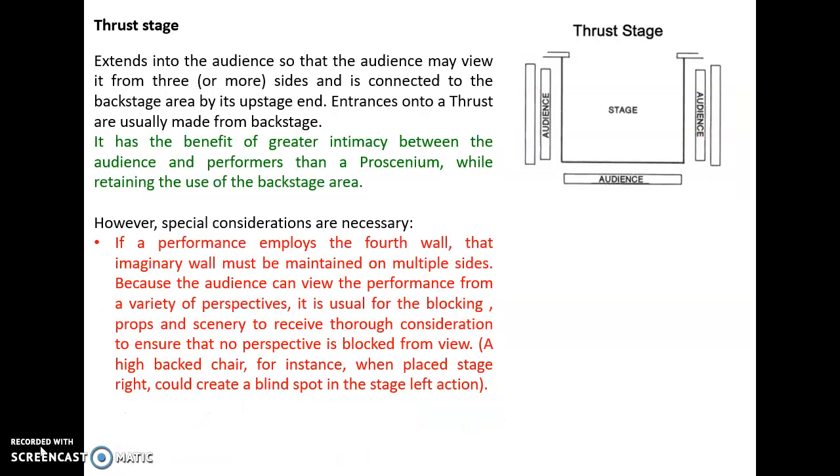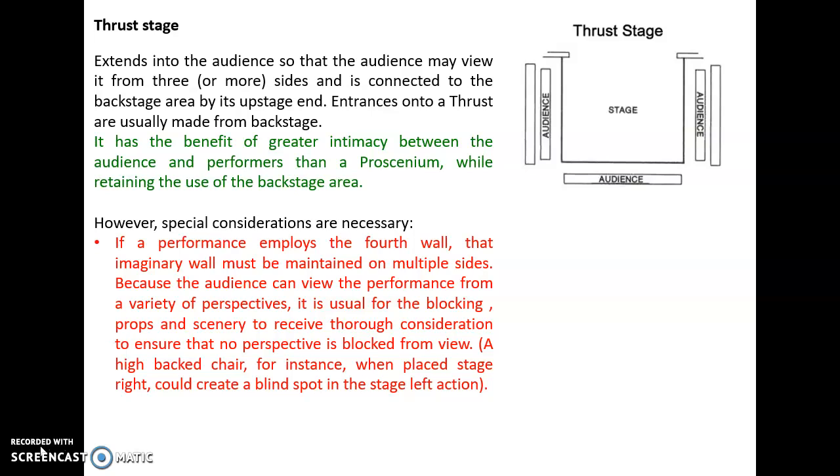A thrust staging has, again, audience on three sides. Again, it's quite intimate if you go out into a thrust element of the stage, but it retains the backstage area. So you can still have set on the stage, you can still create that mood and atmosphere with the staging around you, but it's still got that intimate element. It employs the fourth wall, so there is a fourth wall there, but not on all sides. So you can't really imagine that you're in their world because they're coming out into the audience.